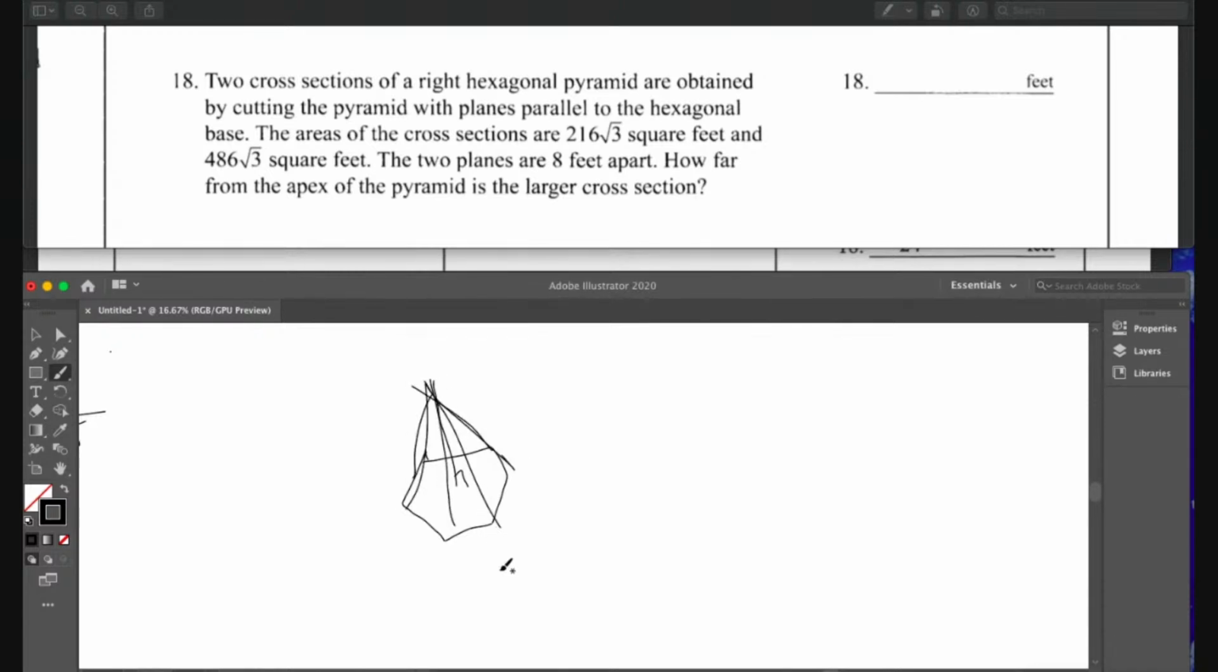And then what's going to happen is we're going to cut the pyramid with planes that are parallel to the hexagonal base. So maybe a plane through here and then a plane higher up. It's kind of weird to look at because it's 3D and I'm trying to draw it in 2D, but just imagine it. Then you have some area of the bottom hexagon cross section, and the area of the top hexagon cross section. The planes are 8 feet apart, and you want to know how far the larger cross section, which is at the bottom, is from the apex of the pyramid.